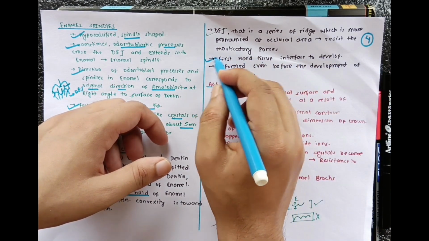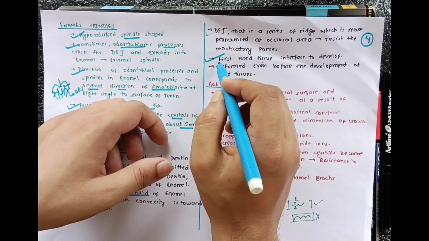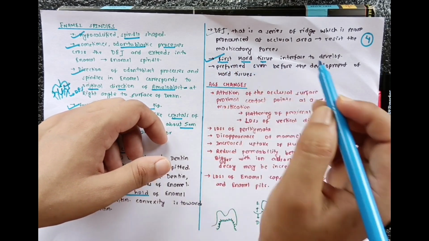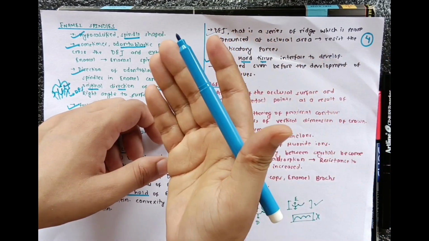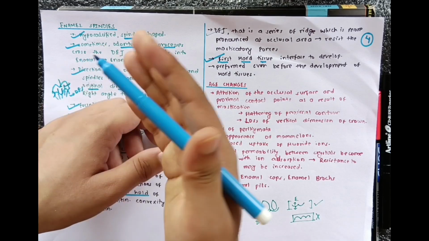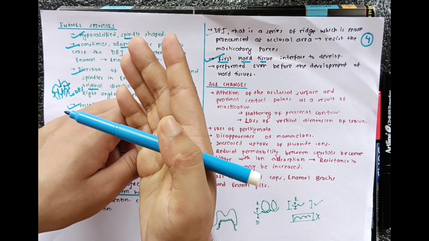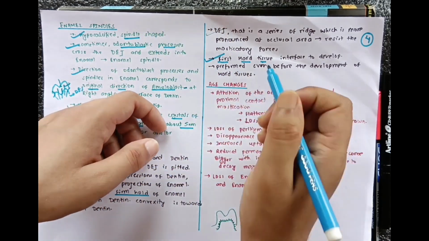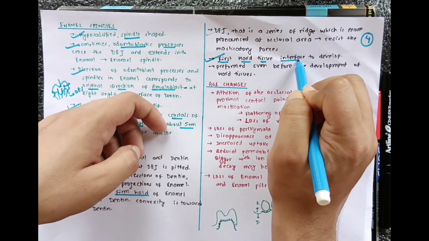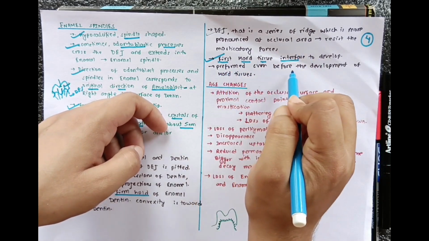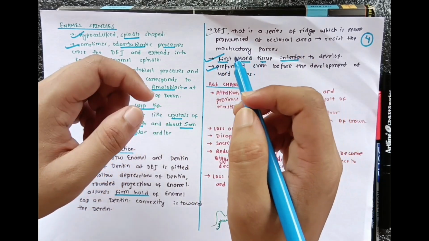Now, it is the first hard tissue interface to develop. You can remember this is the first hard tissue interface to be developed, so they can ask you in the viva. There is also a cemento-enamel junction, but the dentino-enamel junction is the first hard tissue interface to develop. It is preformed even before the development of the hard tissue.